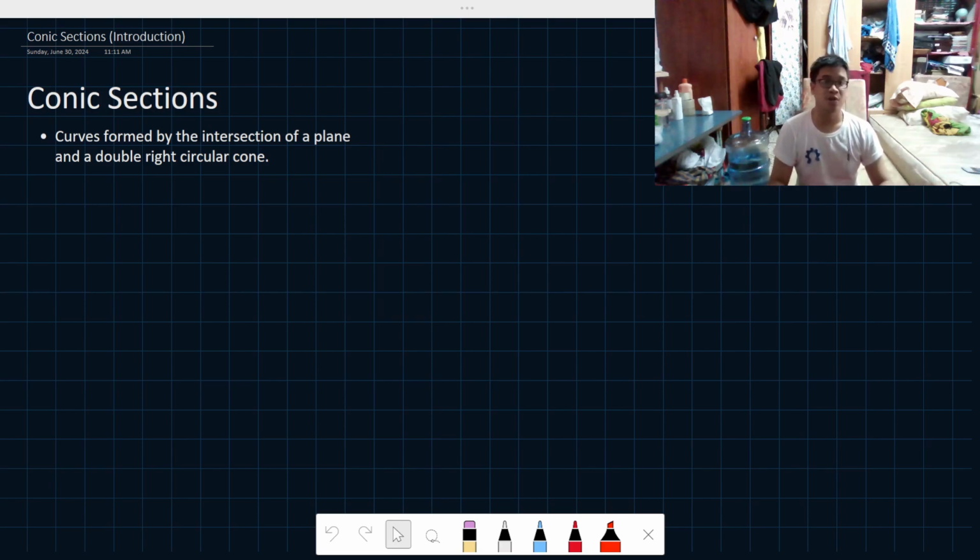Conic sections are basically curves formed by the intersection of a plane and a double right circular cone. That's it. But I think it would be better if we see it visually. And it states there that it is a curve, but it is more than one curve, because just like here in this presentation, it is curves formed, right? So that means there are multiple curves formed by intersecting a plane and a cone.